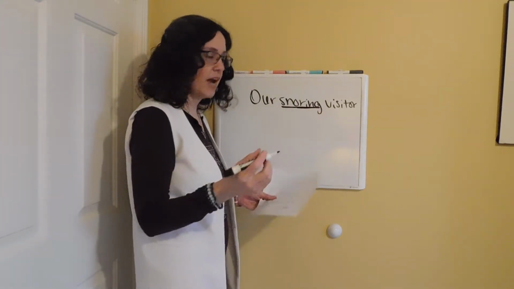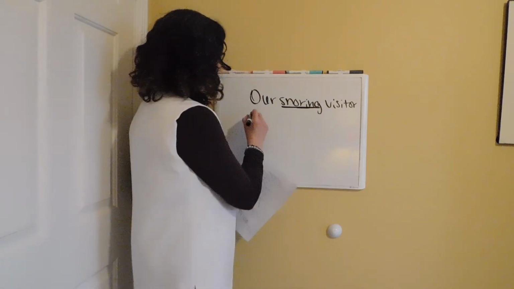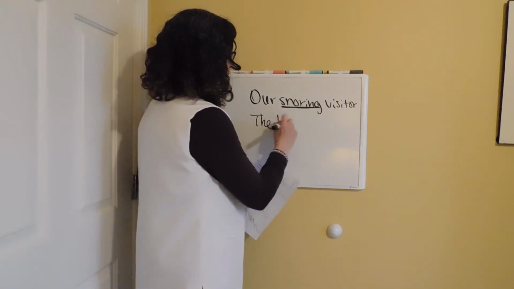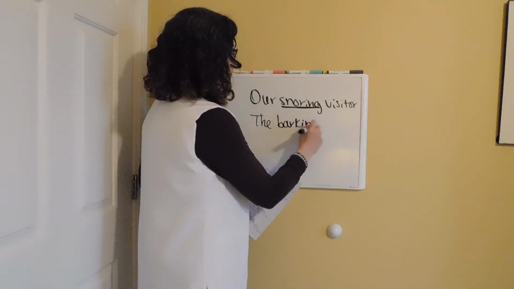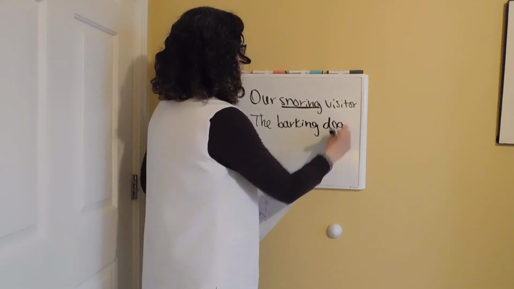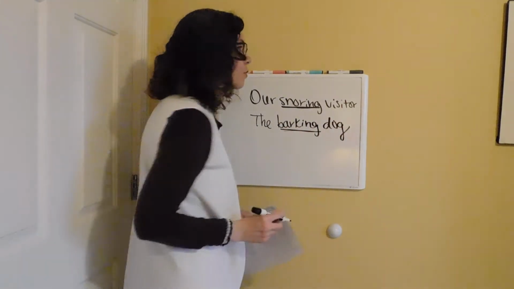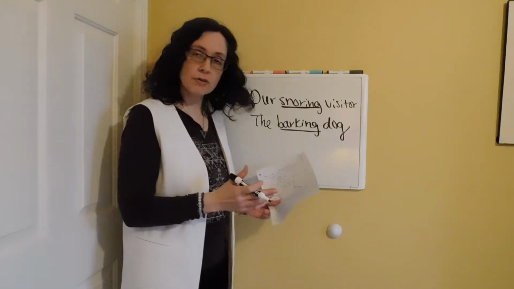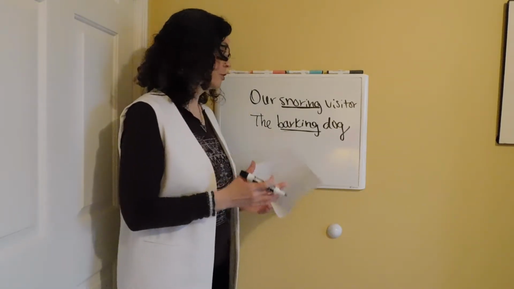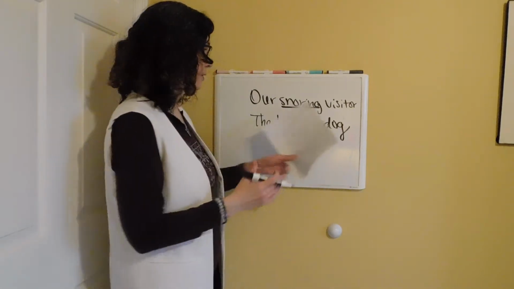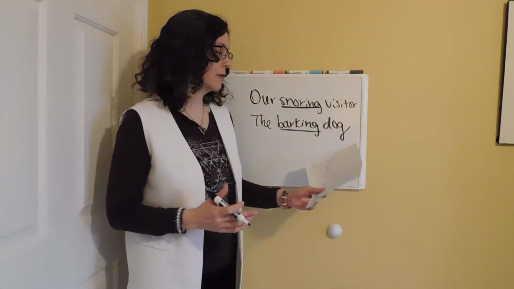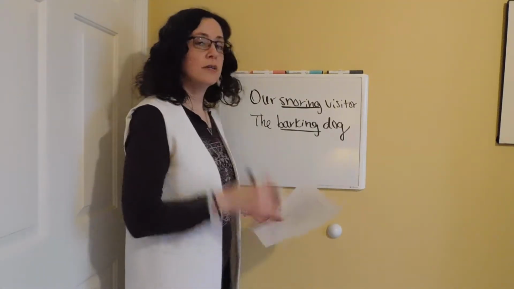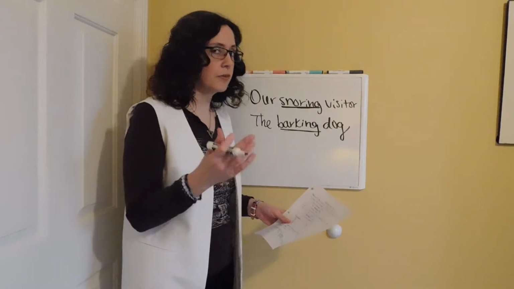Snoring, adjectival participle. The barking dog. Again, barking is normally used in a sentence as a verb, but here it is being used as a participle that is an adjective describing dog. So snoring describes visitor, barking describes dog. So these are the kinds of things we're dealing with in this unit.